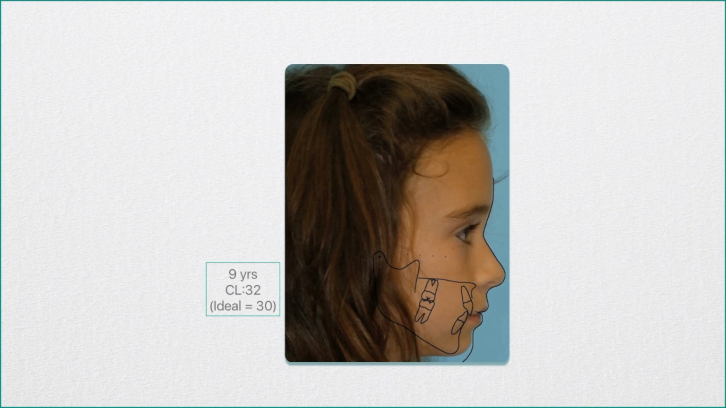Let's apply this to some other patients. Here's a girl who has a cosmetic line of 32 with the ideal being 30. Very, very close to the norm, something we rarely see in our practice because they don't need orthodontics. They don't show up in our practice. And frankly, there are very few kids that are like this.